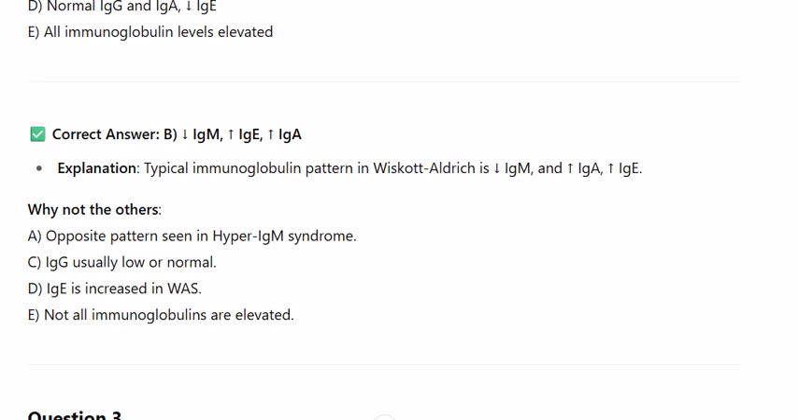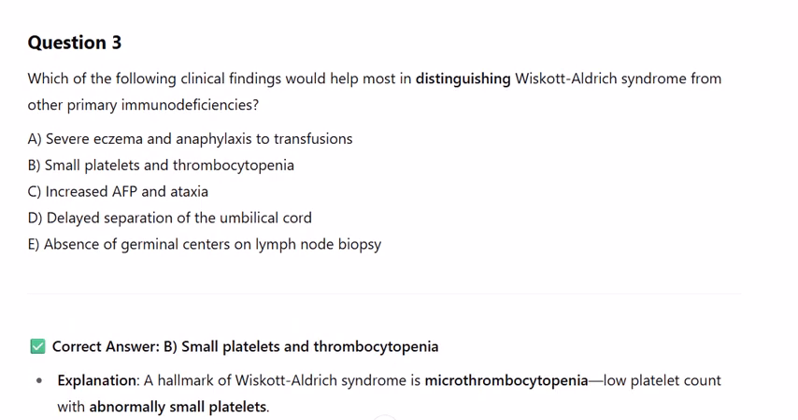Question 3. Which of the following clinical findings would help most in distinguishing Wiskott-Aldrich syndrome from other primary immunodeficiencies? A. Severe eczema and anaphylaxis to transfusions. B. Small platelets and thrombocytopenia. C. Increased AFP and ataxia. D. Delayed separation of the umbilical cord. E. Absence of germinal centers on lymph node biopsy.